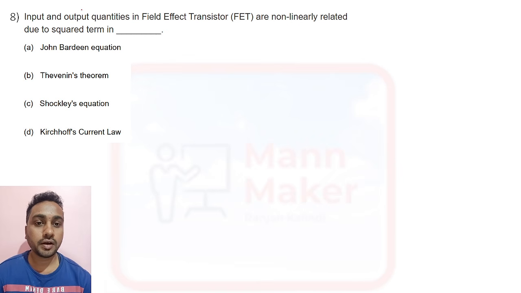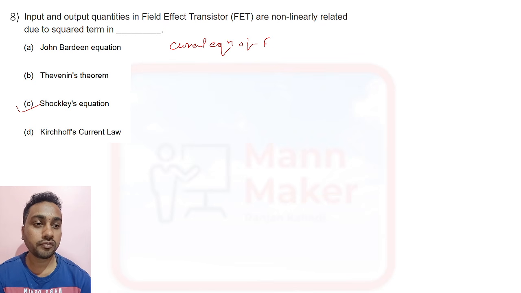Now, input and output quantities in a field effect transistor are nonlinearly related due to a square term. What is this? Shockley equation. Shockley equation gives the current equation of a field effect transistor. That is: ID equals IDSS times (1 minus VGS by VP) whole square.